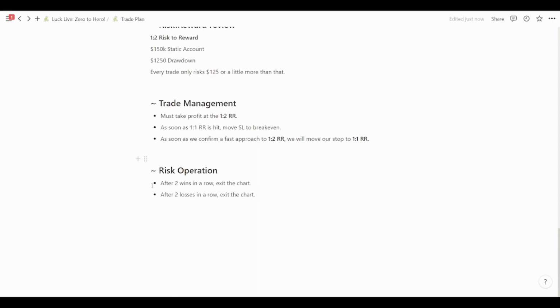But yeah, after every 2 wins in a row, exit the chart. 2 losses in a row, exit the chart. I'm going to be executing using Tradovate. So again, I have that linked to my TradingView. You guys will be able to see all the trades live. And again, not financial advice. Please do not take my trades.